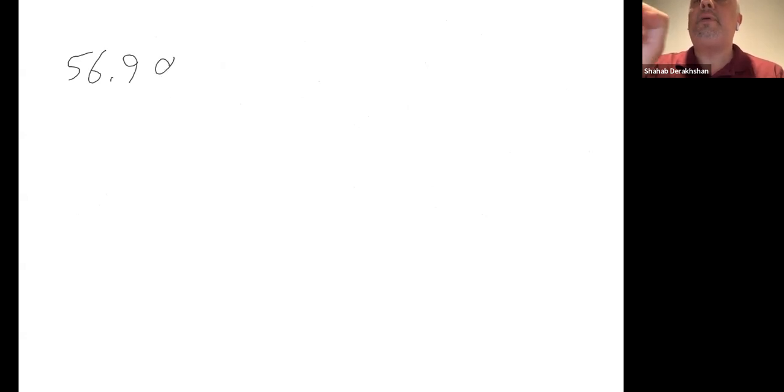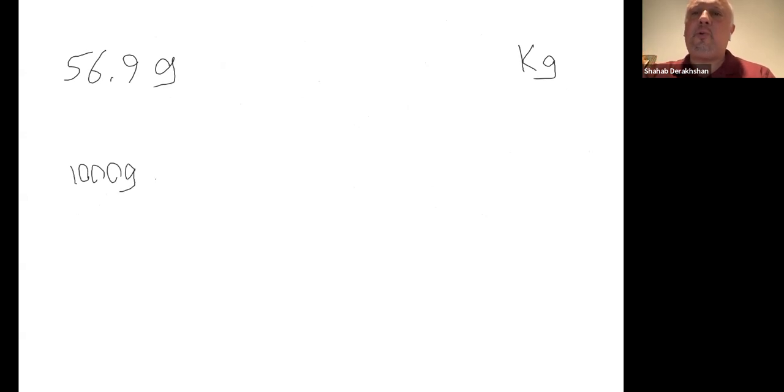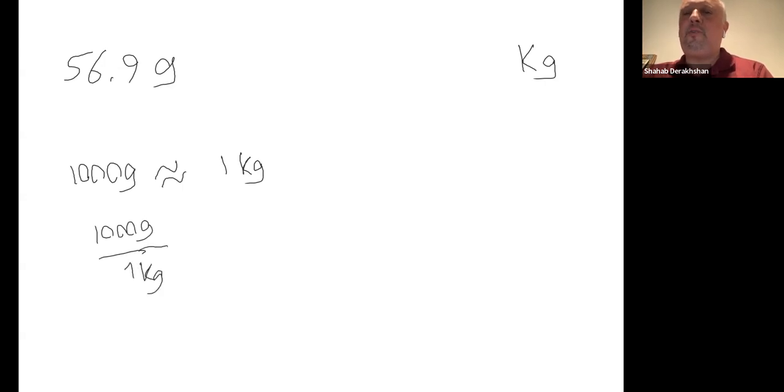Another example, let's say I have an object which weighs 56.9 grams, and I want to convert it to kilograms. Again, what I have in my toolbox is that 1,000 grams is equivalent to 1 kilogram. When I know this, then I can create two fractions, which both of them are 1. I can either say 1,000 grams over 1 kilogram is equivalent to 1, or I can say 1 kilogram over 1,000 grams is equivalent to 1.